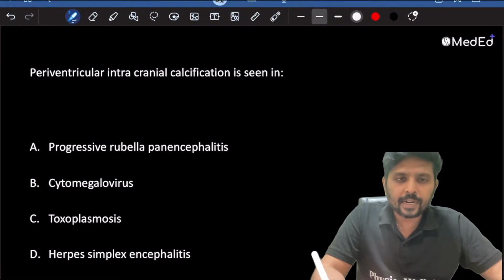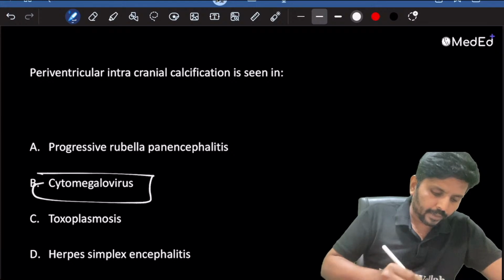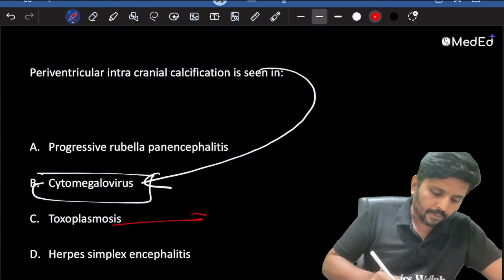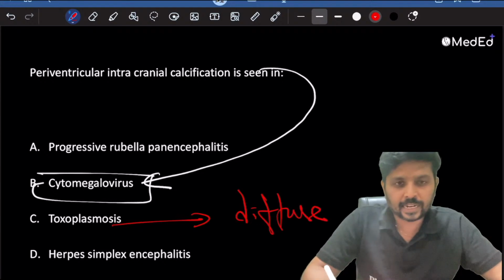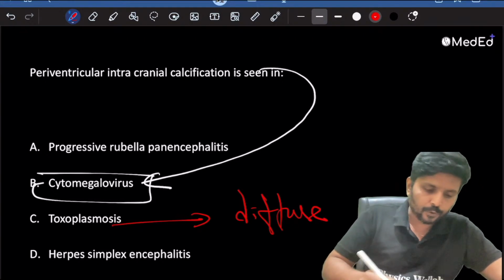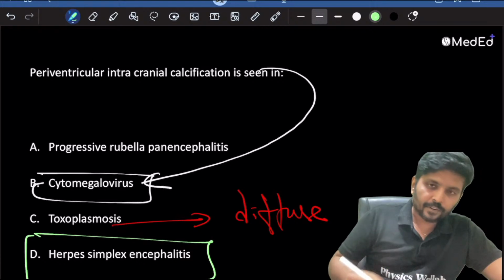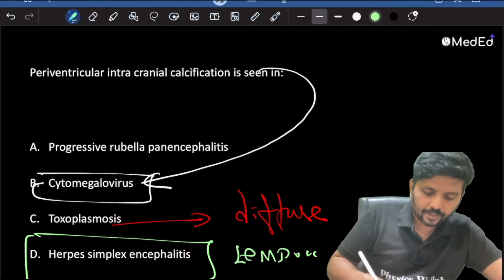Periventricular intracranial calcification. You all know that cytomegalovirus is associated with periventricular calcification, whereas toxoplasmosis is associated with diffuse calcification. So CMV means periventricular, toxoplasmosis means diffuse, whereas herpes simplex encephalitis is associated with temporal lobe involvement.